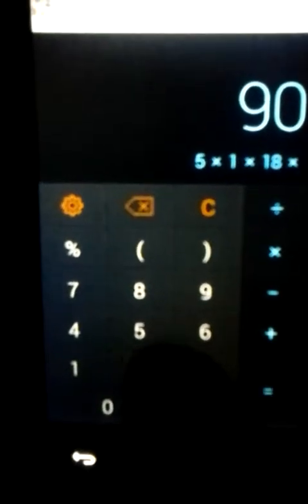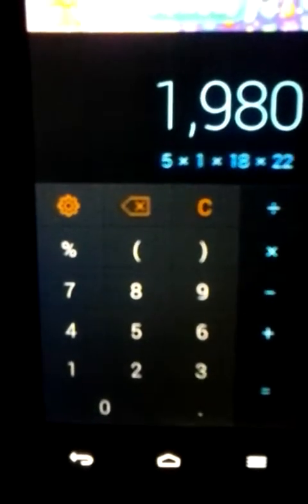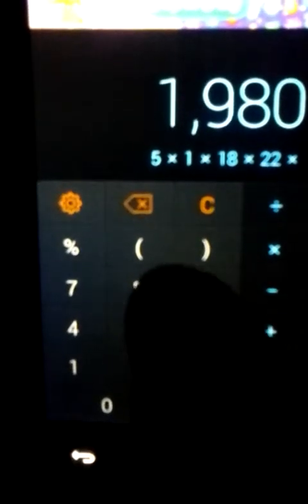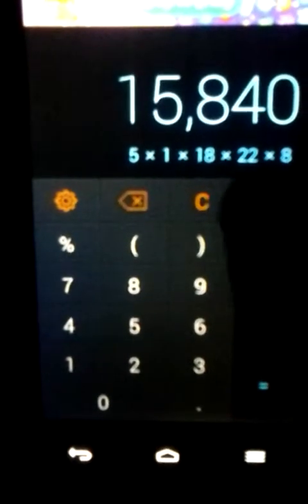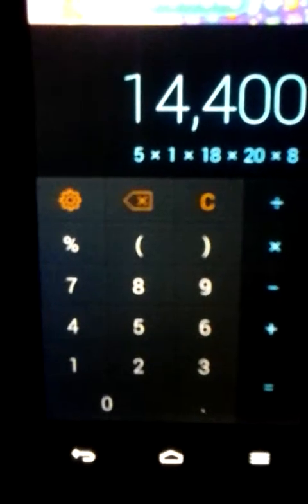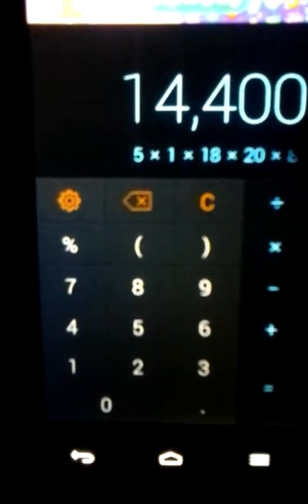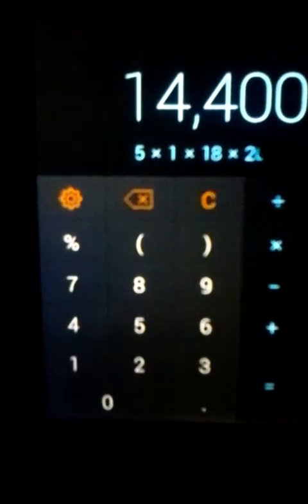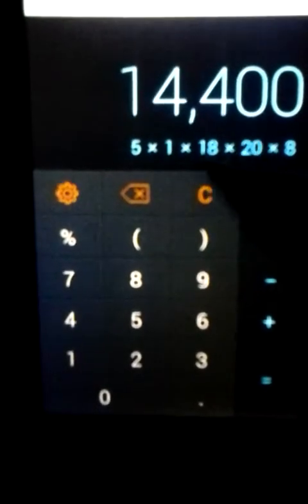E A R T H. Alrighty. So we get the 14400. You can make out the year 2015 inside the word earth. You get the 88 association to Jesus.